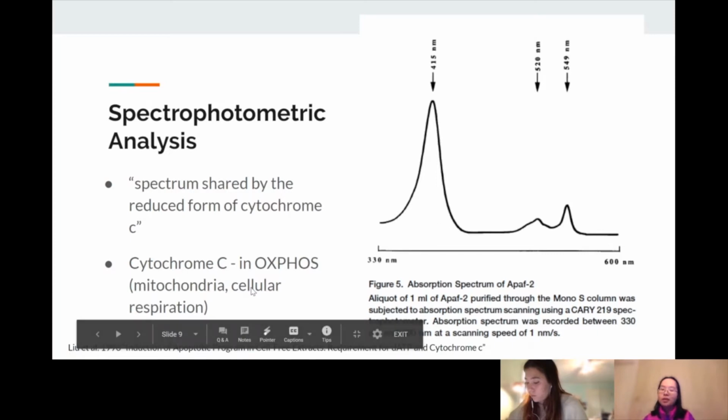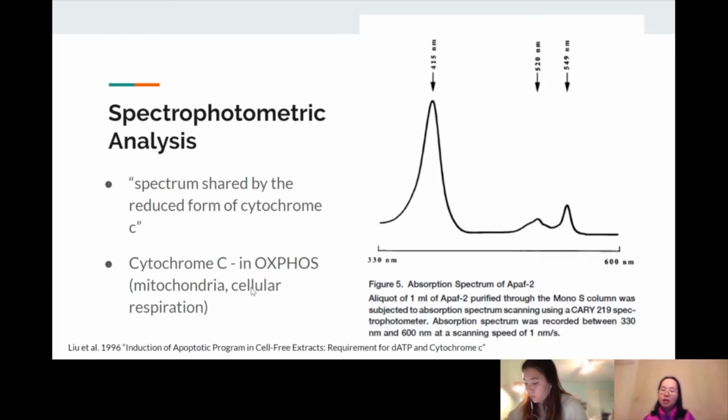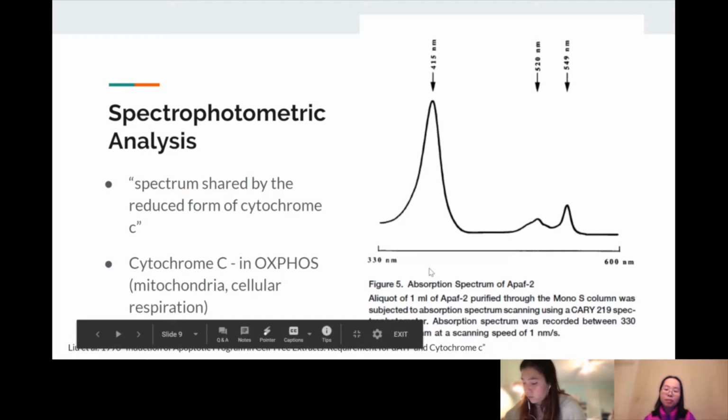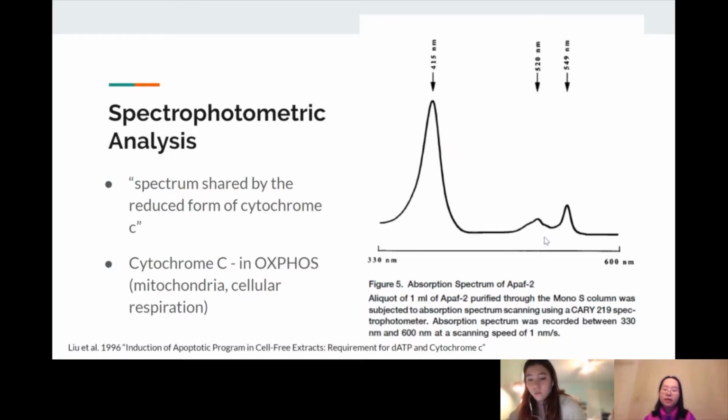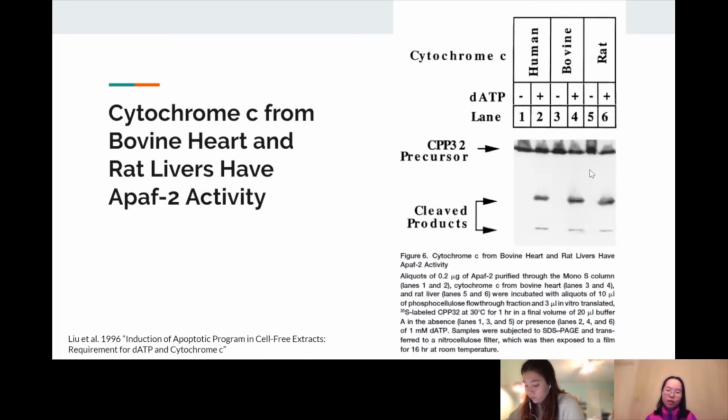Why would a protein in cellular respiration be involved in programmed cell death? However, the absorption spectrum of that protein indeed resembled the reduced form of cytochrome C. So now, as you can see, as the paper progresses, they're gathering more and more evidence to try to investigate what exactly this protein is. And they have cytochrome C, but it's rather surprising. So then they tested.